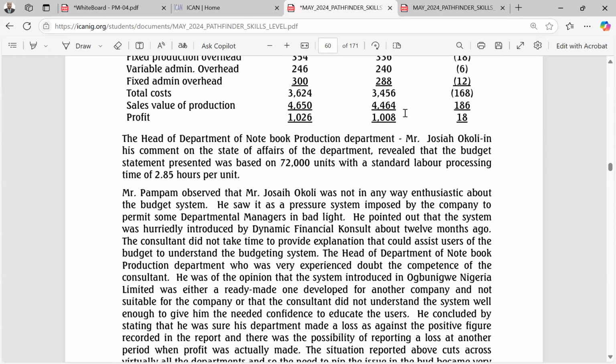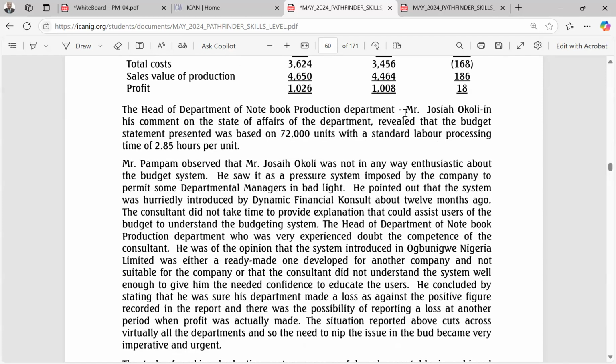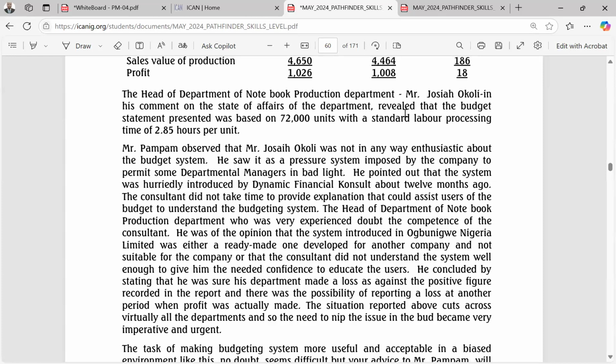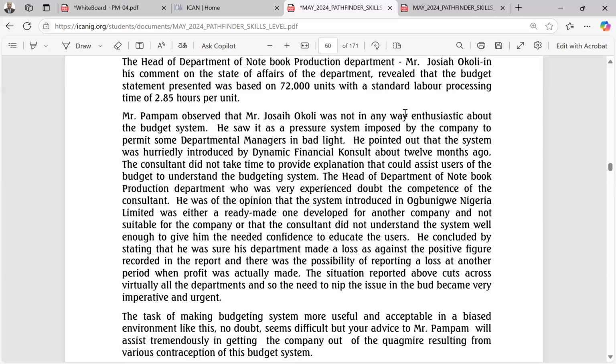Mr. Pampam observed that Mr. Josiah Okoli was not in any way enthusiastic about the budget system. He saw it as a pressure system imposed by the company to put some departmental managers in bad light. He pointed out that the system was hurriedly introduced by Dynamic Financial Consult about 12 months ago. The consultant did not take time to provide explanation that could assist users of the budget to understand the budget system. The head of department of notebook production department, who was very experienced, doubts the competence of the consultant.